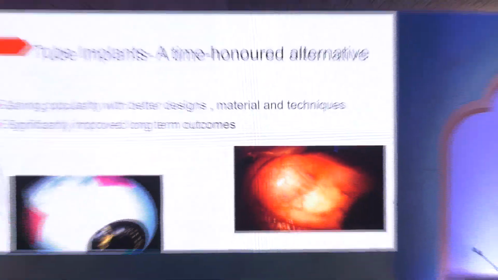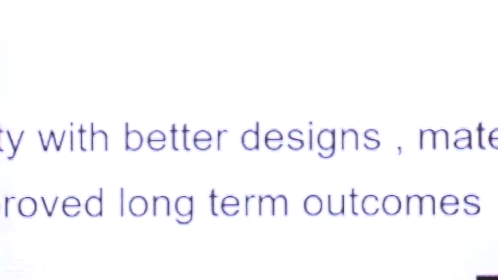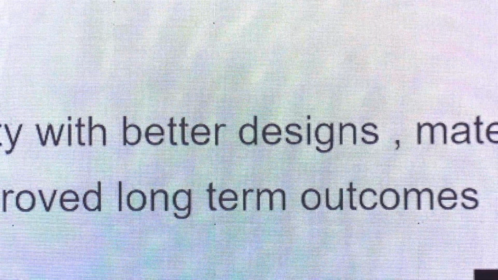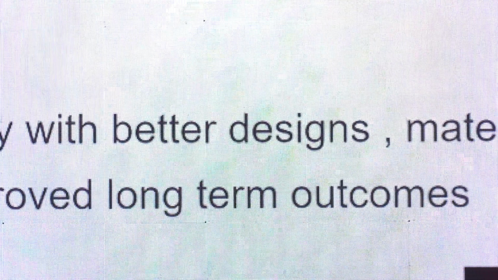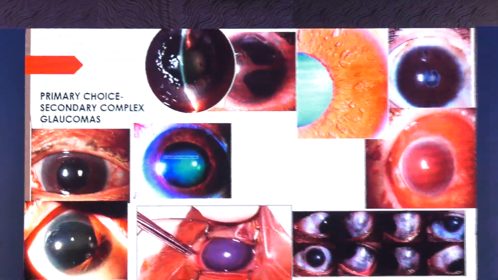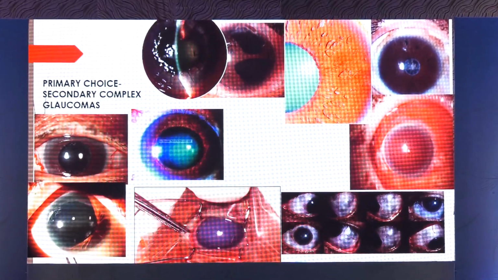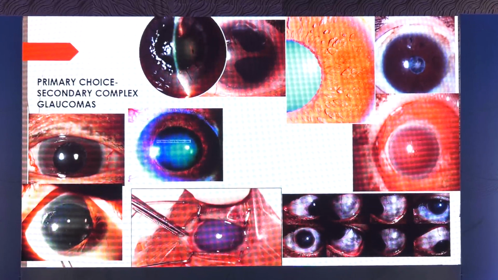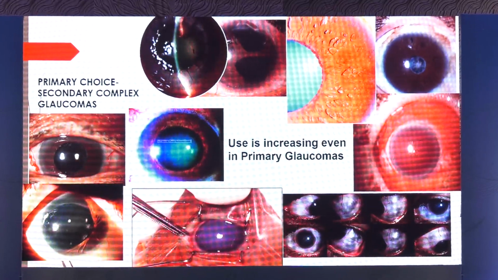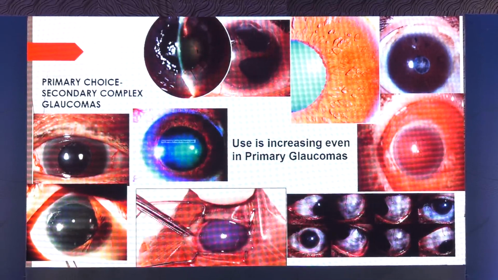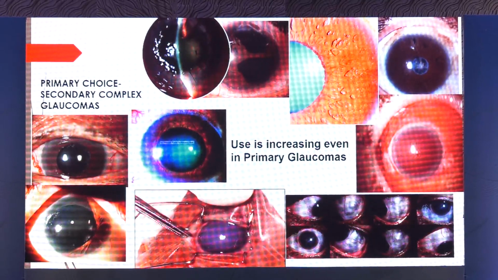And as has been said, it's the most common implantation being done in India. Tube implants now are a viable option for management of glaucoma. They are gaining popularity because of the better designs which we have, material and techniques, and significantly improved long-term outcomes. They're majorly being used as a primary choice in secondary complex glaucomas. However, with the results of TVT in place, its use is increasing even in primary glaucomas.